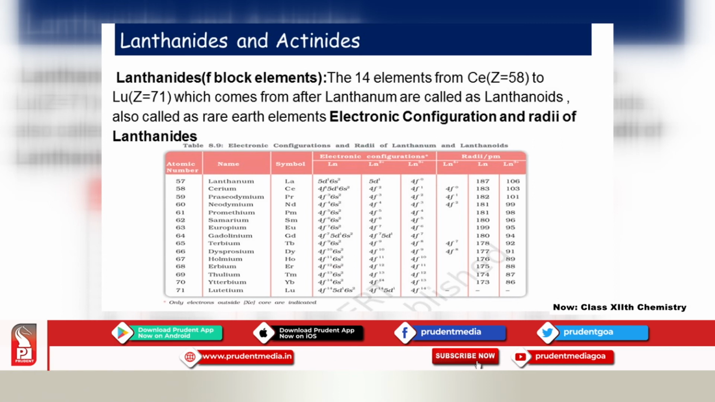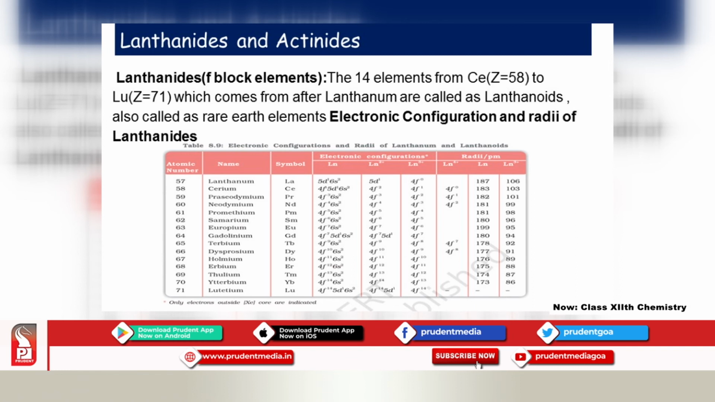When it is filled with 14 electrons, it is highly stable. When it has 7 electrons, it is stable because it is half filled. Look here, in gadolinium it is 4f7, 5d1, 6s2. Actually it would be 4f8, 6s2, but it is not made 4f8. And europium is 4f7, 6s2.